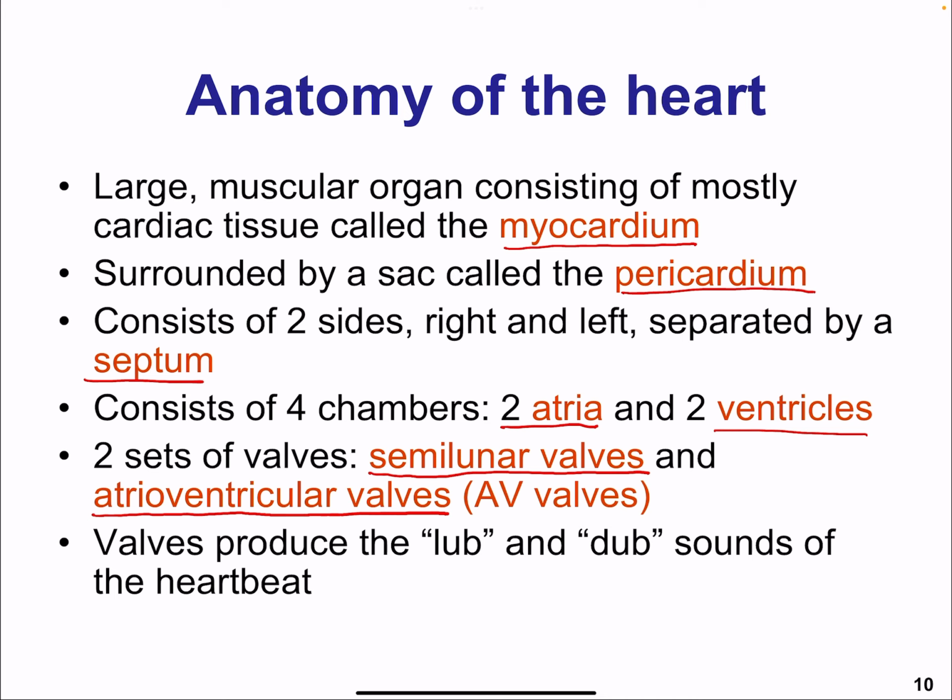And as they close and open, they're going to produce a sound. The closure is going to cause the production of a sound, lub and dub, right? During the heartbeat. So when you put your ear to someone's chest, you're going to hear lub-dub, lub-dub, lub-dub. So that sound is basically the lub and the dub. That's the sound of valves that are shutting, right? Atrioventricular valves and the semilunar valves.